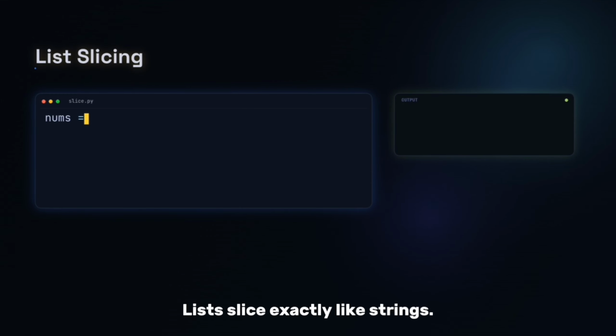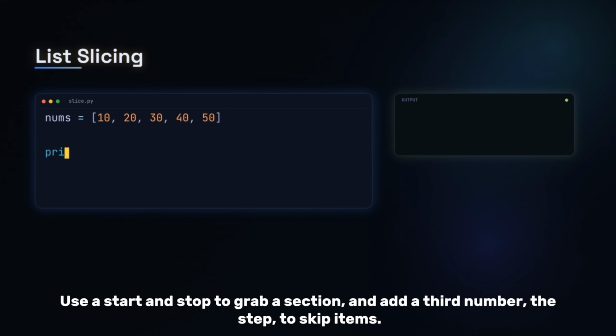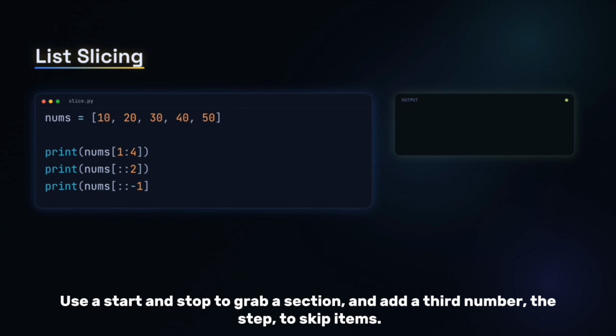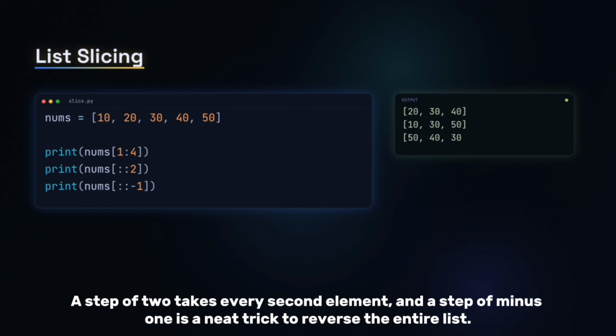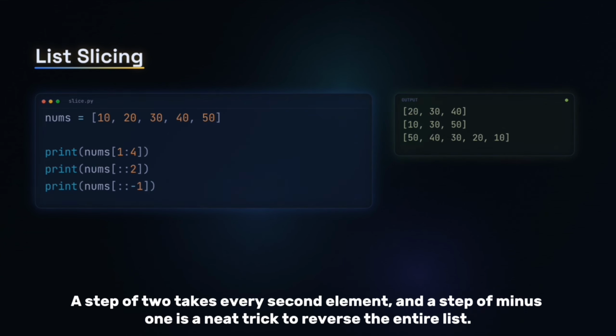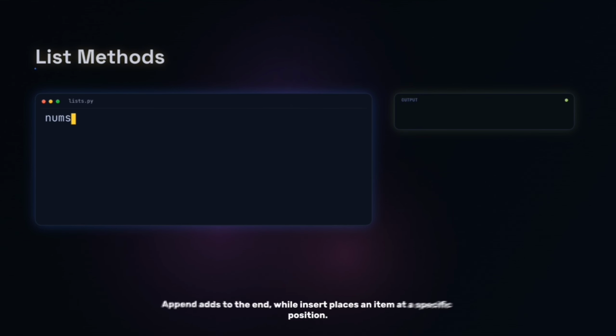Lists slice exactly like strings. Use a start and stop to grab a section, and add a third number, the step, to skip items. A step of 2 takes every second element, and a step of -1 is a neat trick to reverse the entire list.